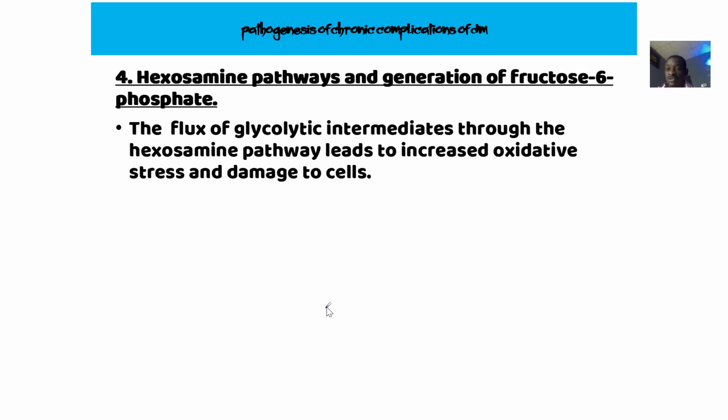So this is just a summary of it. The flux of glycolytic intermediates through the hexosamine pathway leads to increased oxidative stress. Those are the reactive oxygen species, and there's damage to the cells and all of that.